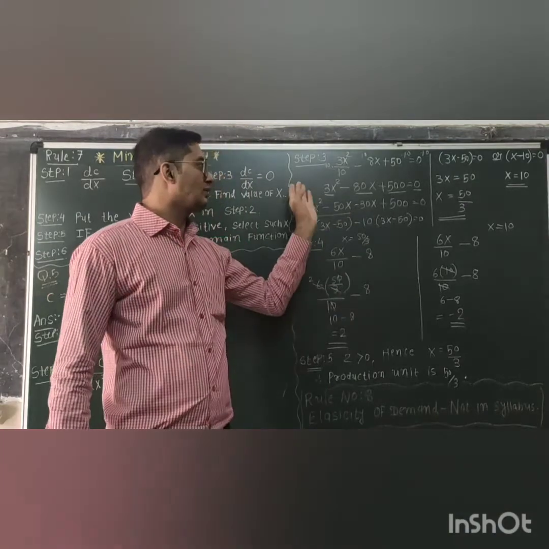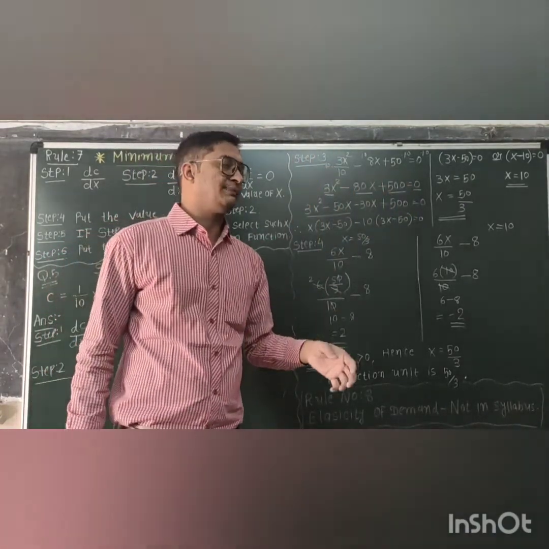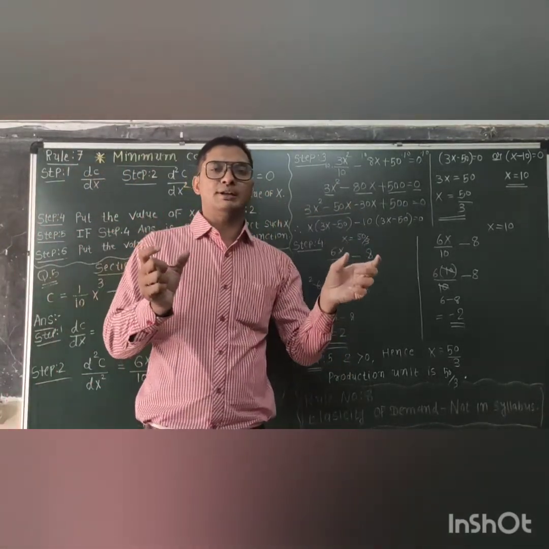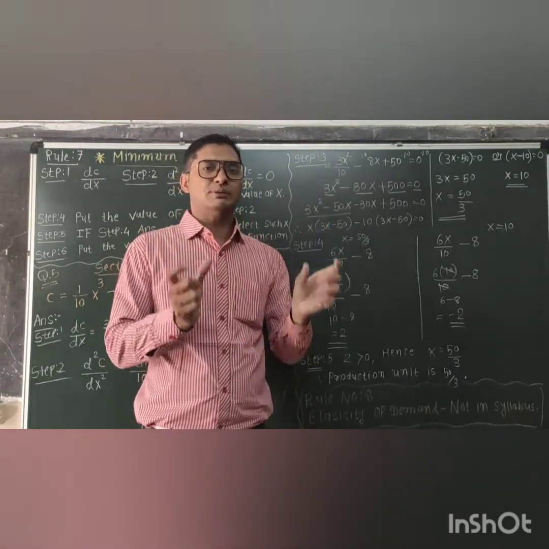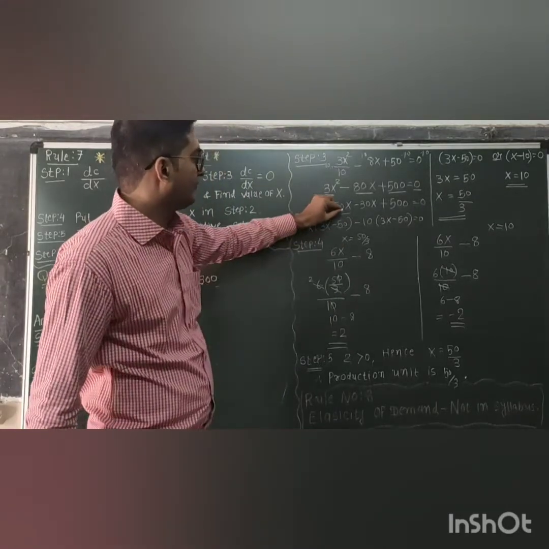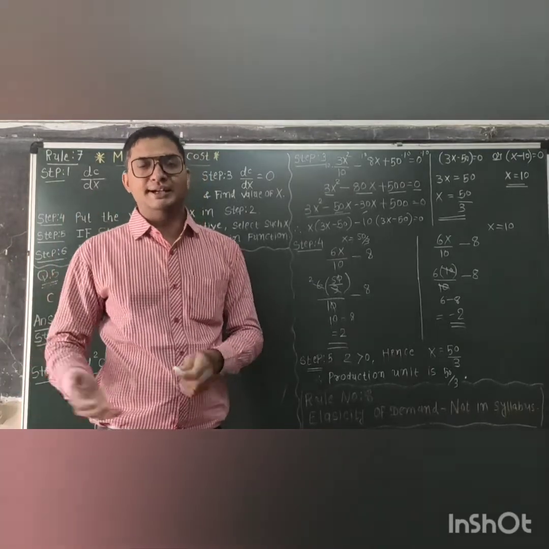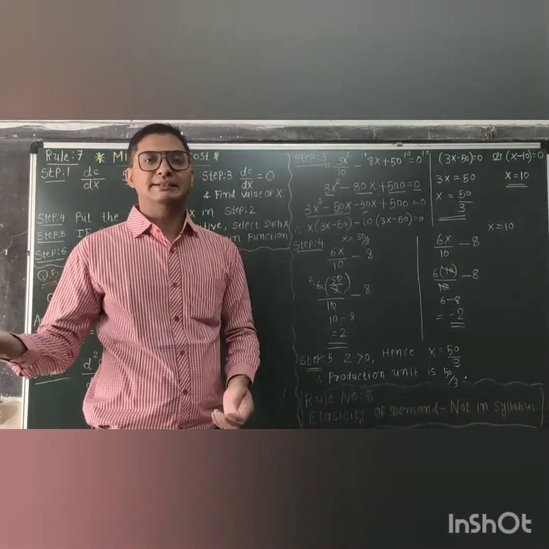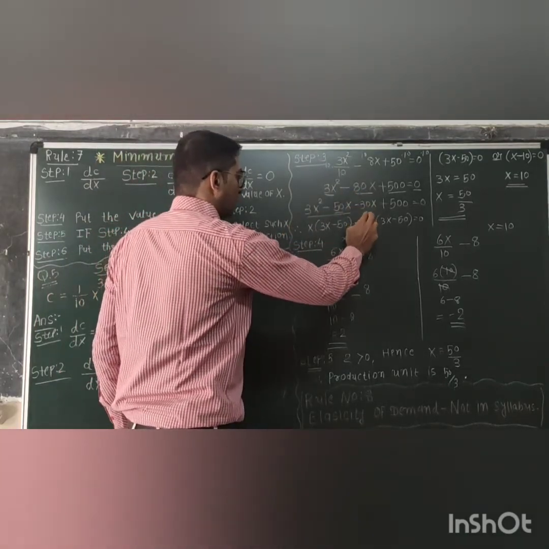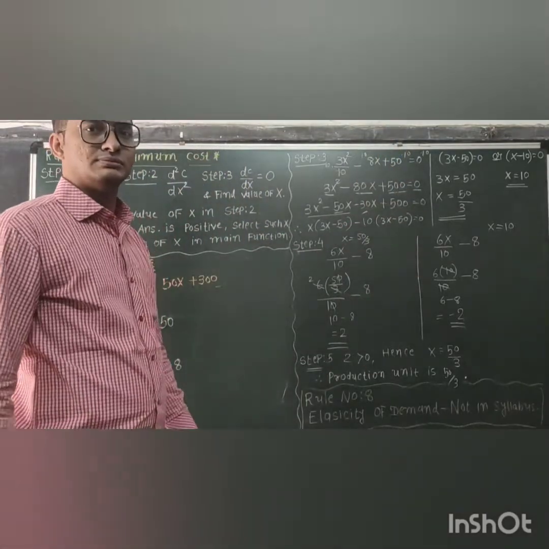So make parts for this factorization, that is 3 into 500, 1500. Two parts for 1500, where the multiplication of these two values must be 1500 and the sum of these two values must be 80. So here the parts become 50 and 30, because 50 multiplied by 30 is 1500 and 50 plus 30 is 80. So 3x square minus 50x minus 30x plus 500 is equal to 0.